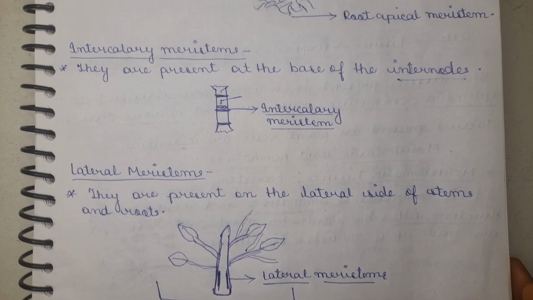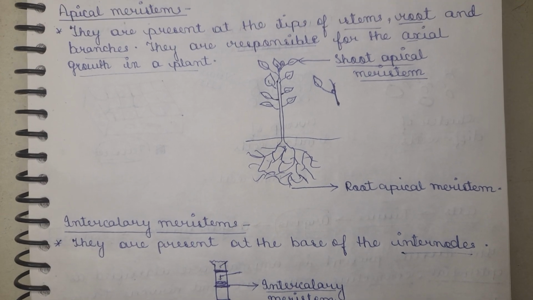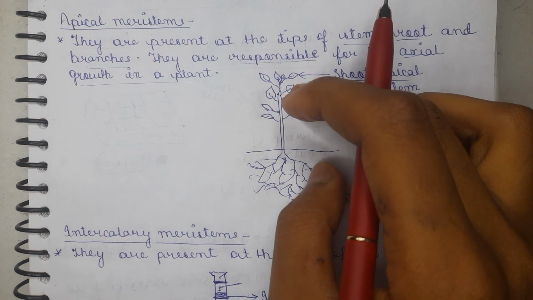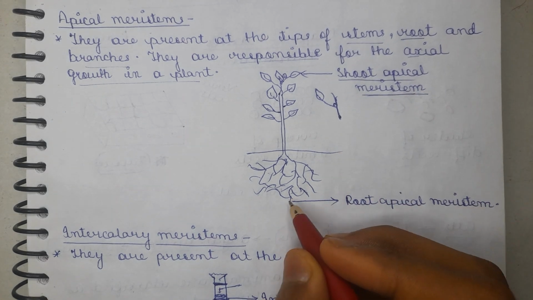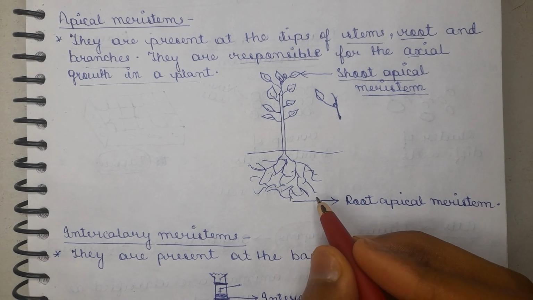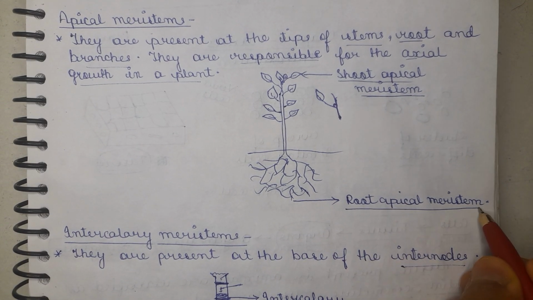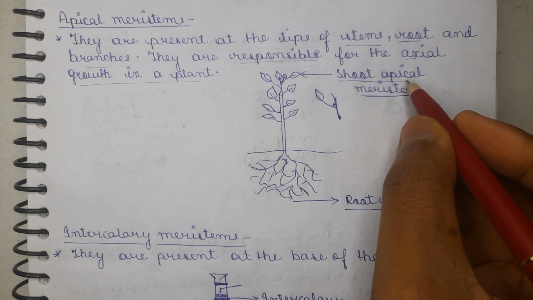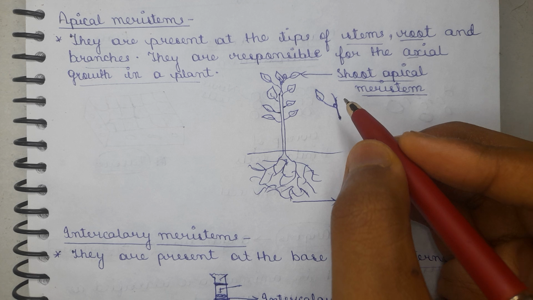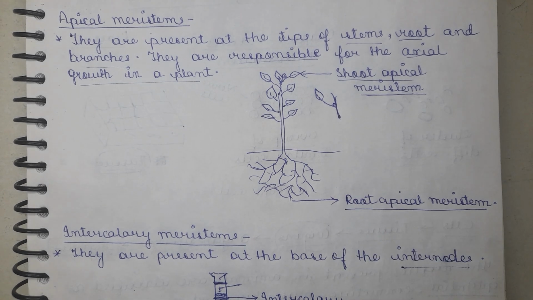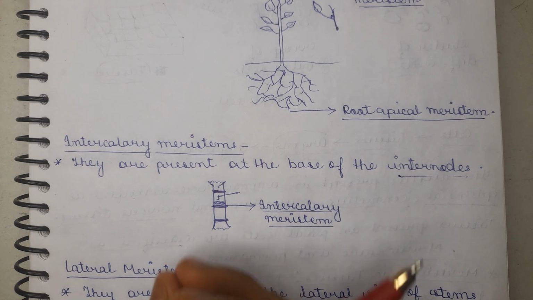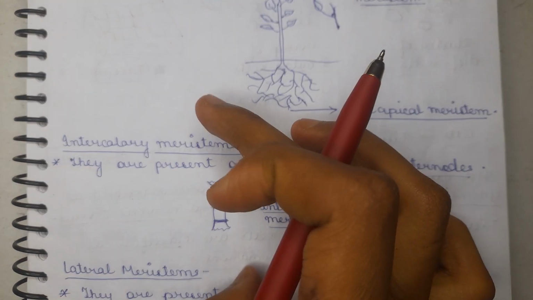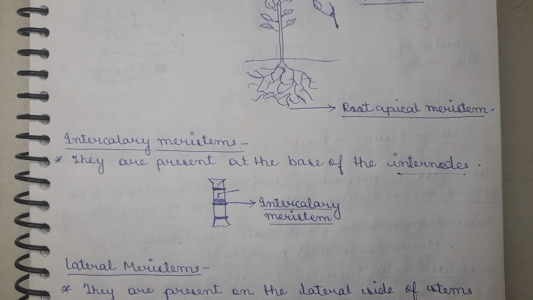Now we will recall one by one. In apical meristem, at the top of the plant is present the shoot apical meristem, and at the bottom of the plant, the root region, is present the root apical meristem, which helps the plant to go deep inside the soil, and the shoot apical meristem helps the plant to grow in the aerial or axial region. Now the second is intercalary, due to which the branches are elongated. The third is lateral meristem.